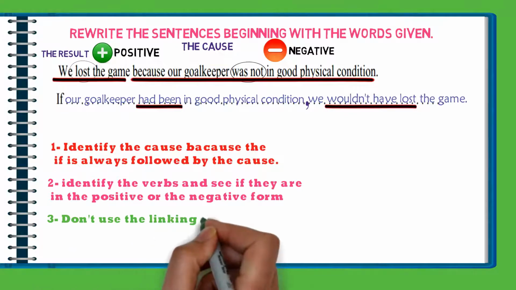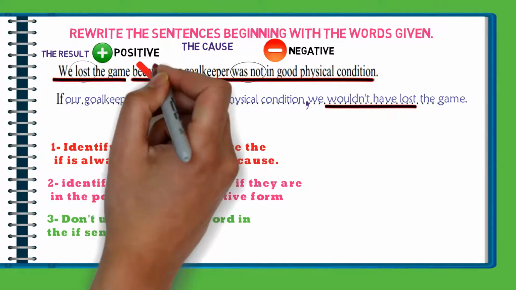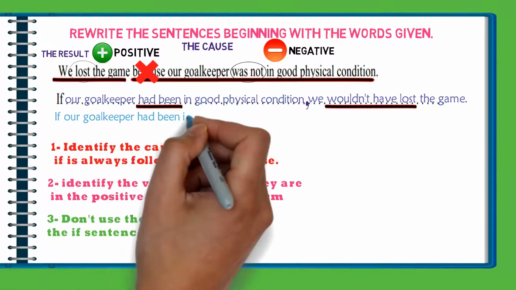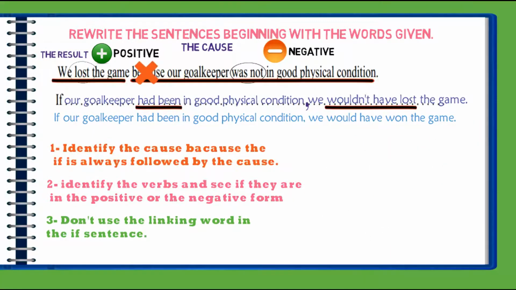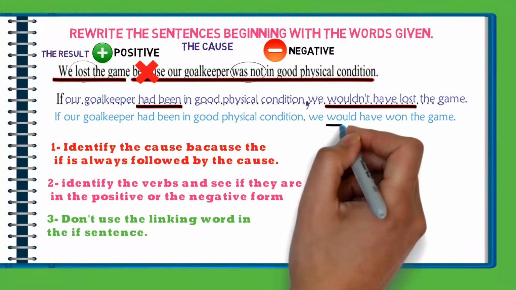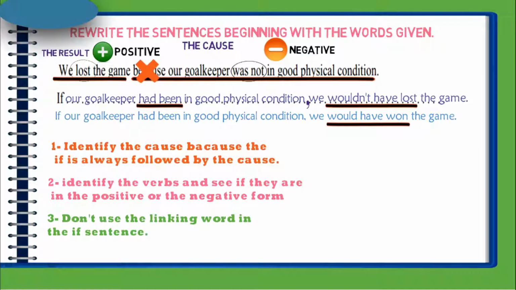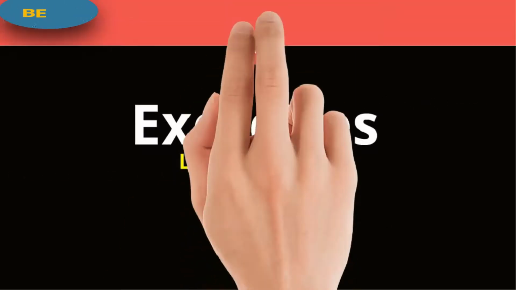Okay. Number 3, don't use the linking word in the if sentence because we're not going to use it in the if sentence. This sentence can also be said like this: if our goalkeeper had been in good physical condition, we would have won the game. Would have won is the same as wouldn't have lost. You can stop the video wherever you want and try to do the exercises and then come back to the corrections. Okay, let's see more examples.